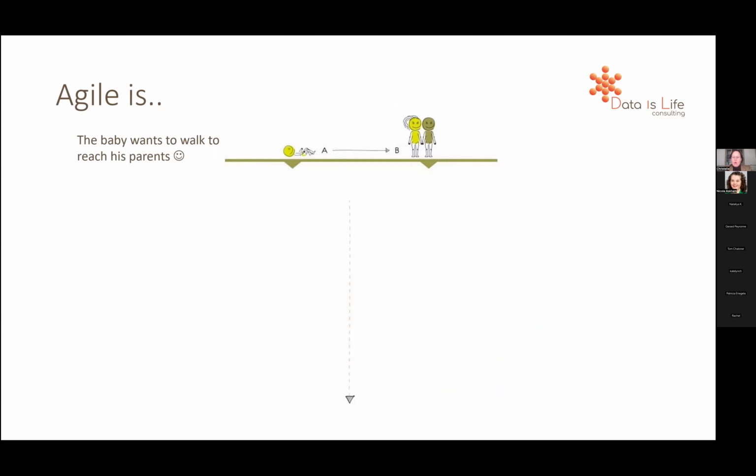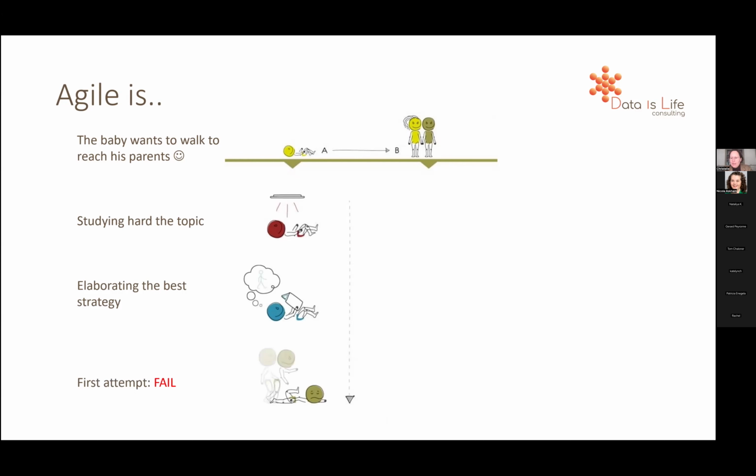Agile is very simple. We have a problem here I want to share with you. We have the situation where the baby wants to walk to reach his parents. So he's in A and he wants to go to B. When we do regular project management with the regular mindset, this is what we do. We study the topic hard. Then we elaborate the best strategy. And eventually, we make a first attempt, and of course, we fail because we always forget something. This is natural, this is human. You can never have a study covering 100% of the aspects.